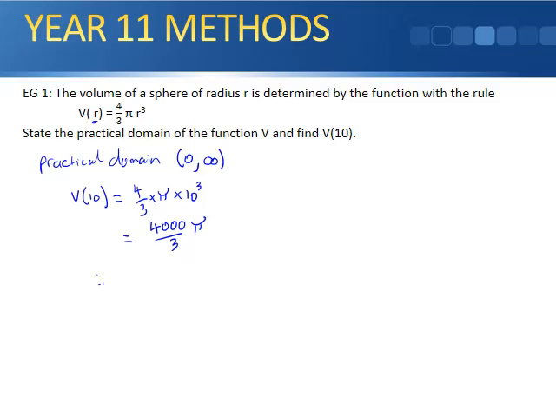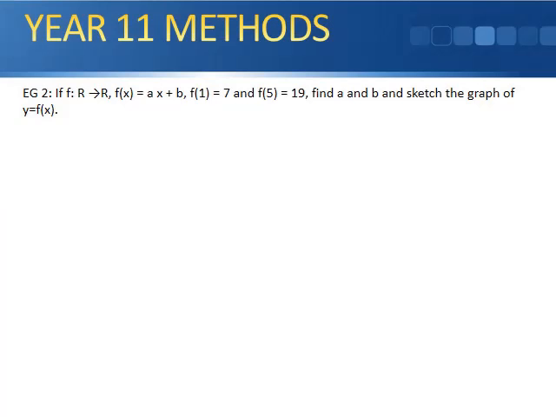Now, V(10), if we substitute 10 in there, so when r equals 10, we get 4/3 times pi times 10 cubed. And we'll work that out. We've got 4,000 on 3 pi. I won't work it out, I'll just leave it like that. Therefore, the volume is 4,000 pi over 3. And because there's no units, we'll write cubic units.